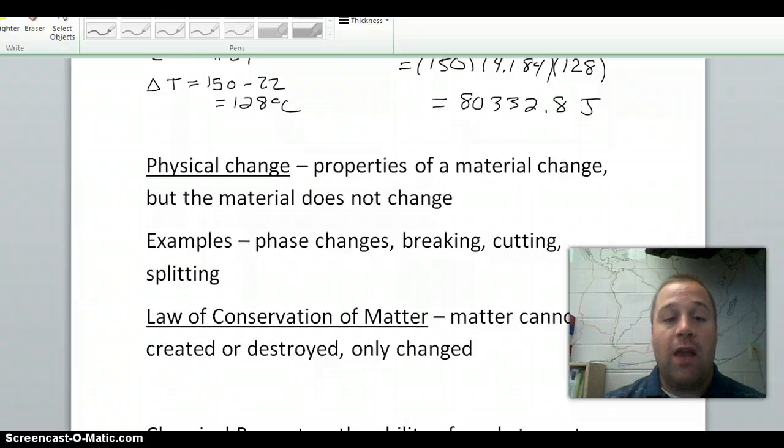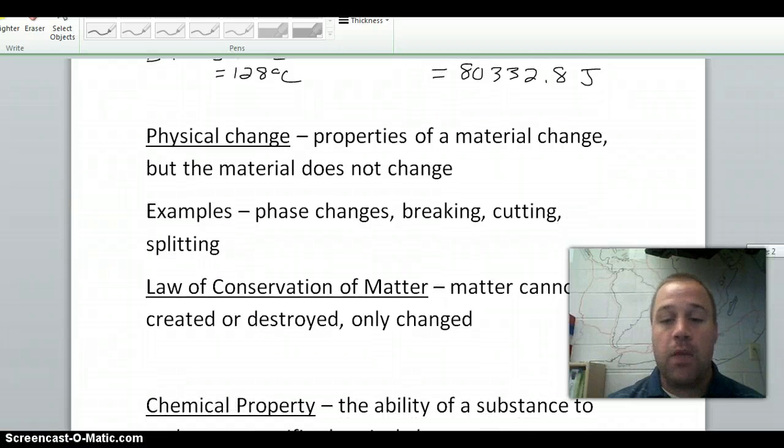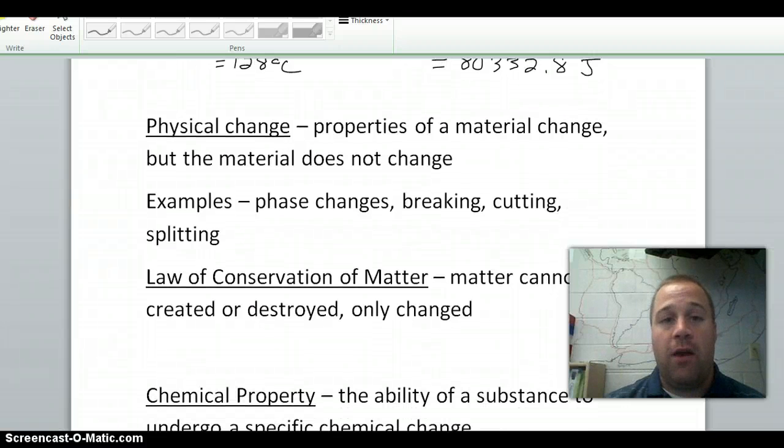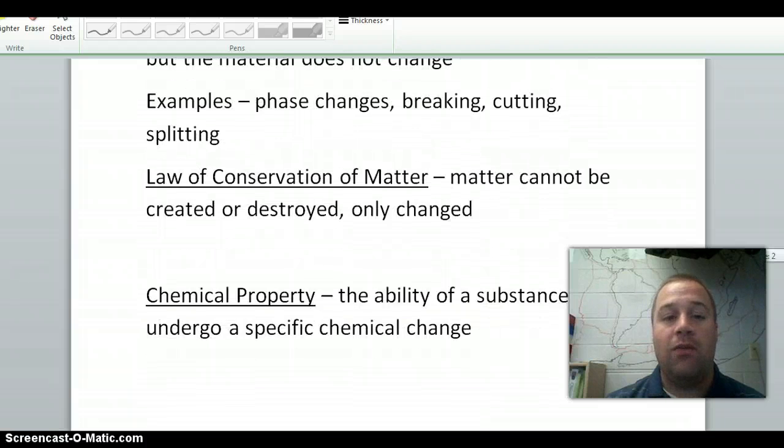A physical change, then, is anything that changes the properties of the material but not the material itself. So think of ripping up a piece of paper. A piece of paper that you rip up is still a piece of paper, it's just smaller pieces. If you cut a wire, it's still a wire, it's just smaller. Phase changes. If ice melts to liquid water, it's still water. It's just changed what phase it's in. That follows the law of conservation of matter: matter cannot be created or destroyed, only changed.